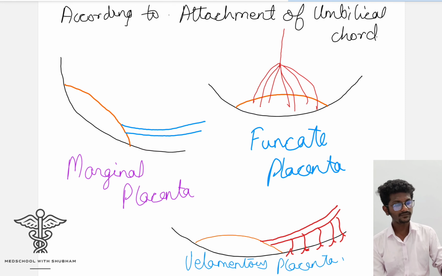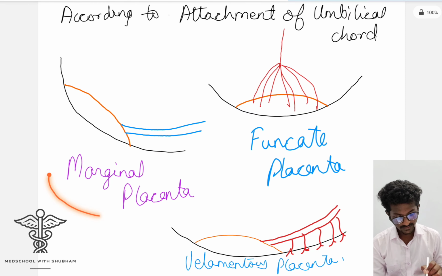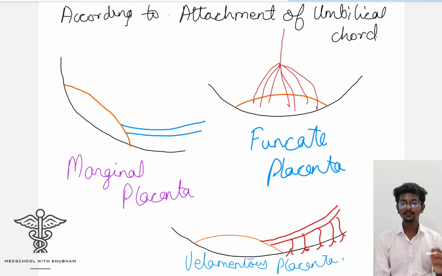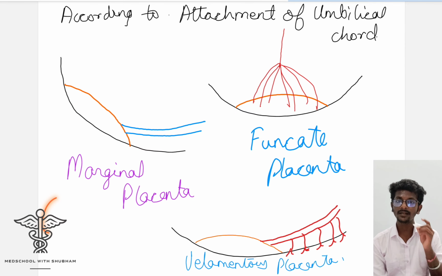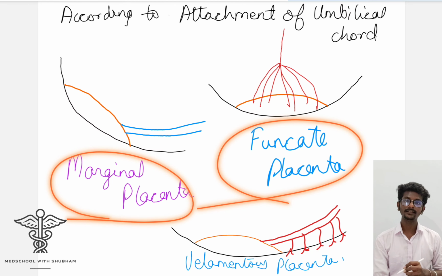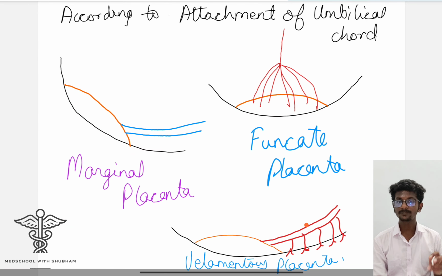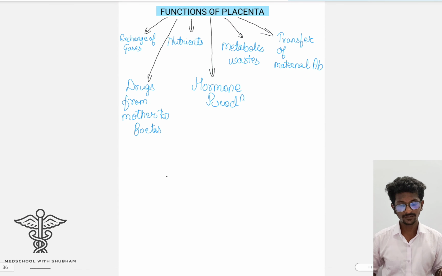So we have three types of placenta based upon the attachment of the umbilical cord. The marginal placenta, in which the umbilical cord enters from the side. This marginal placenta is also called as the battledore placenta. Next we have the funicate placenta, and third we have the velamentous placenta. This was all about the types of placenta and the functions of the placenta.